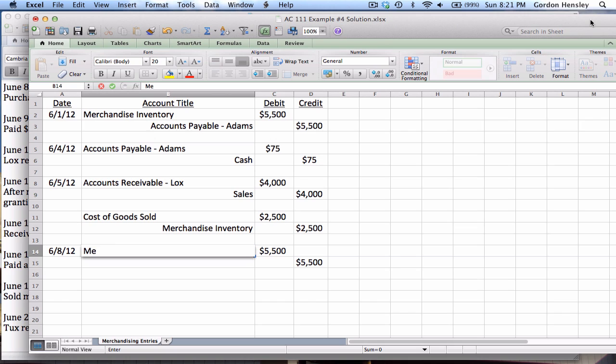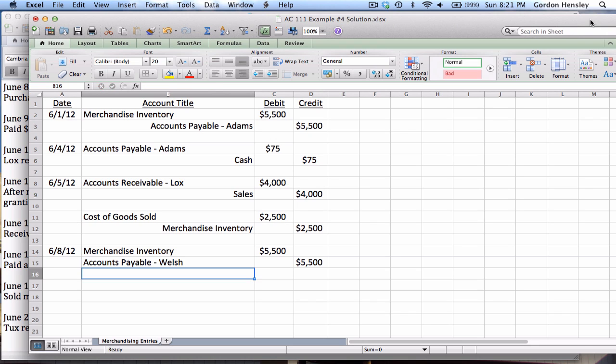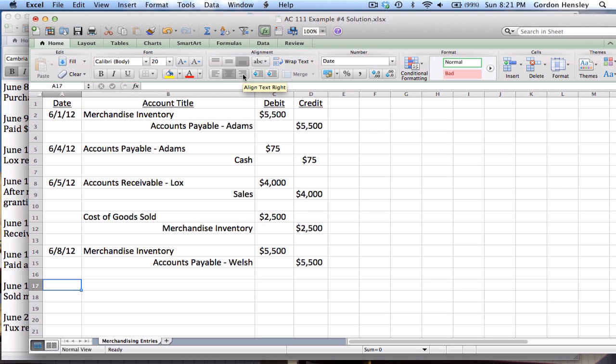It is a purchase of merchandise inventory. So I want to debit the asset, merchandise inventory. It's a credit purchase, so I don't want to credit cash. I owe this. It's an account payable. And to be specific and help me with my labeling, I'm going to label it as Welsh Company.